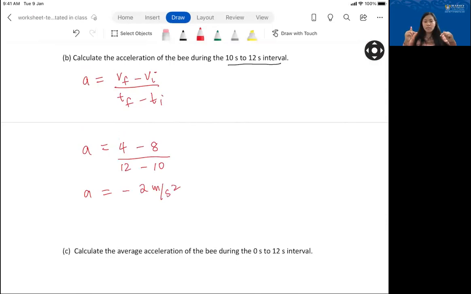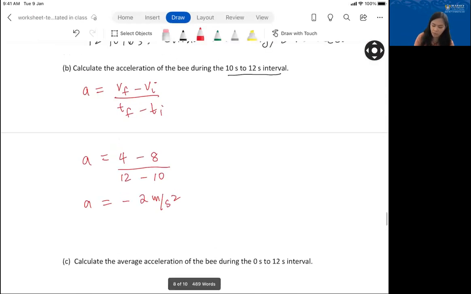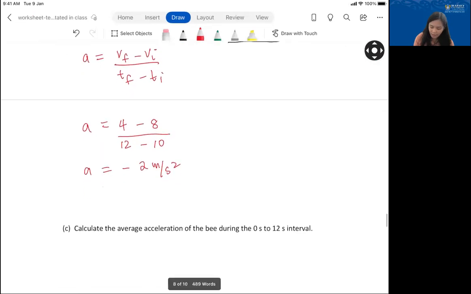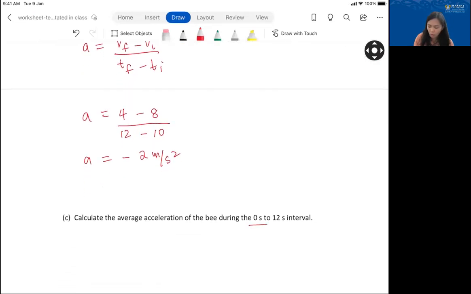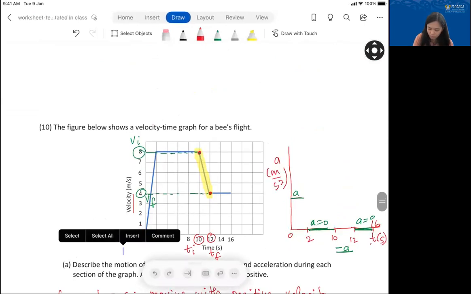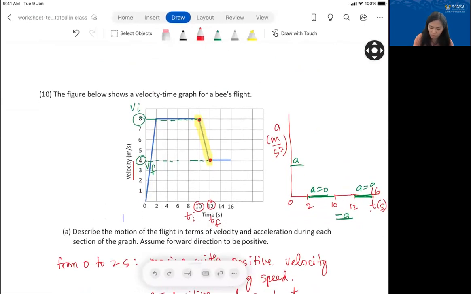And the negative sign means that the slope should be downwards. And as you can see from the graph, the slope is indeed downwards. So that confirms the negative sign that you got in your calculation. Right? Okay, calculate the average acceleration during the whole trip. So 0 to 12 seconds interval. Okay. So it's for the whole trip. Okay. So let me tidy up our graph.